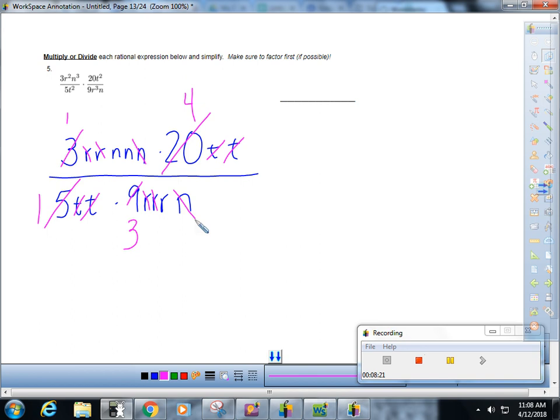If you remember your rules from exponents that you're just subtracting, that's fine. You don't have to do it this way. I'm just making it clear for everybody. So what we have left on the top is 4 times 1. We have n squared. And what we have left on the bottom is 3r.